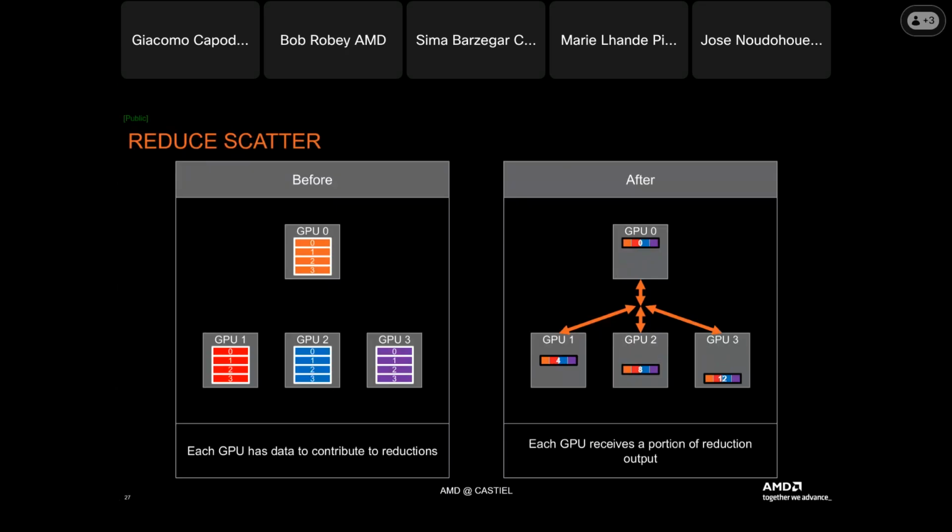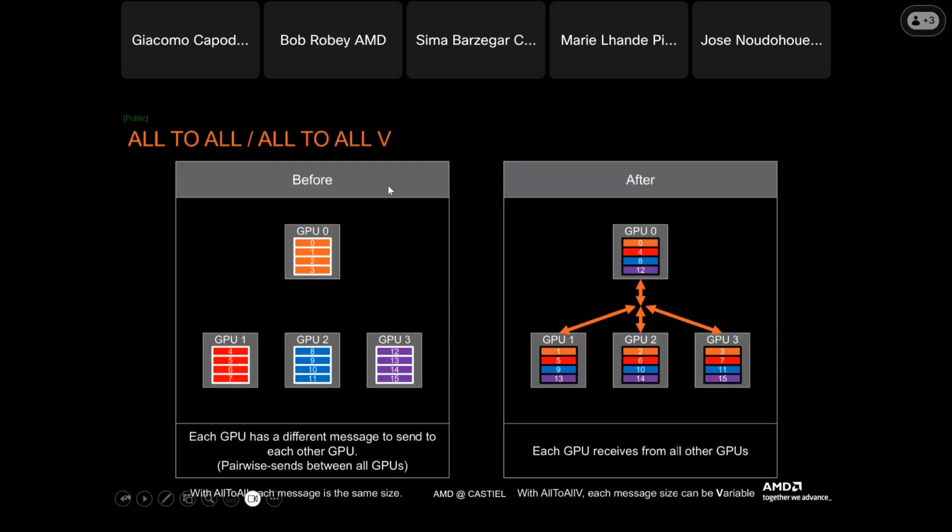Then we have all-to-all and all-to-allv communication, which starts from here, where each GPU has a different message to send to other GPUs. That is the initial state, with pairwise sending between all GPUs. Before, we have this situation, and after using all-to-all or all-to-allv, each GPU receives data from all other GPUs.